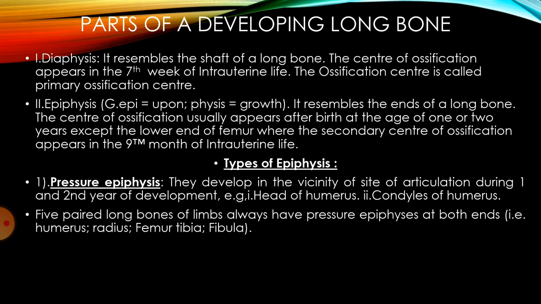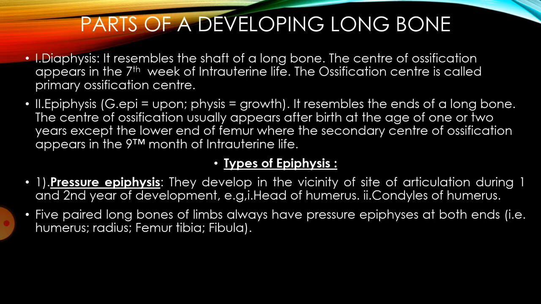The second is epiphysis. Epi means upon and physis means growth, and it resembles the ends of a long bone. The center of ossification usually appears after birth at the age of 1 or 2 years, except the lower end of the femur. This is an exception, and this is a very important MCQ, where the secondary center of ossification appears in the 9th month of intrauterine life.